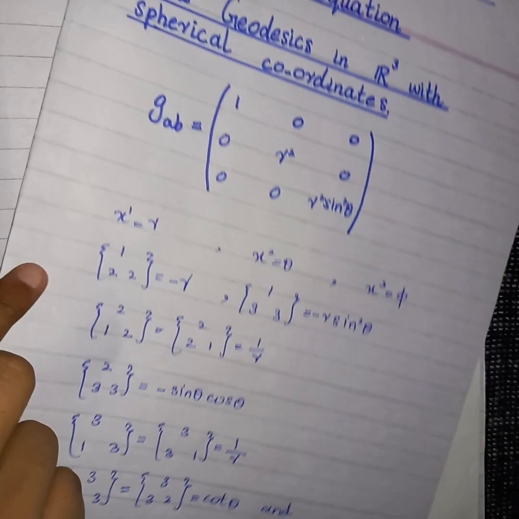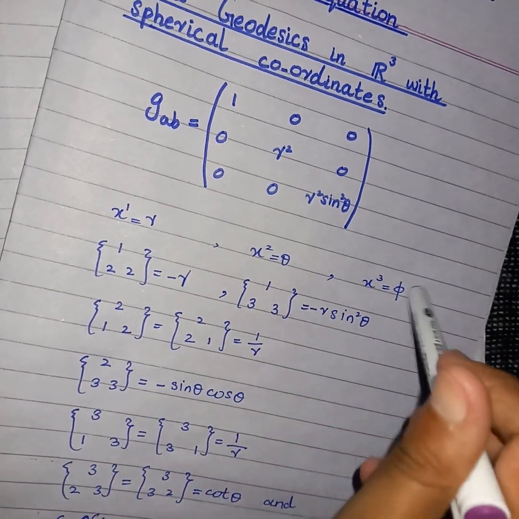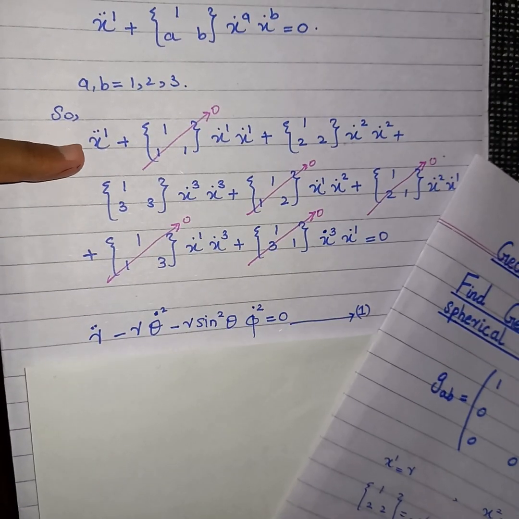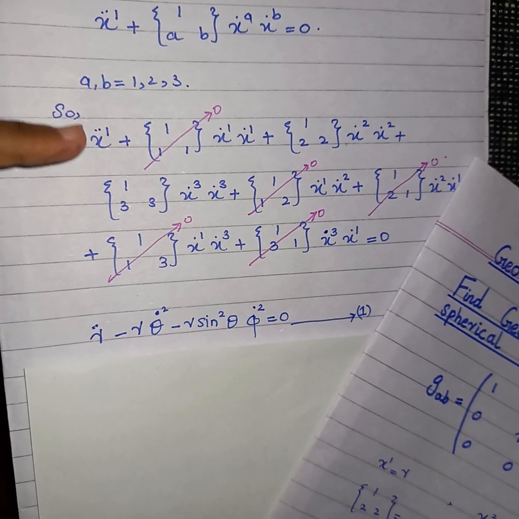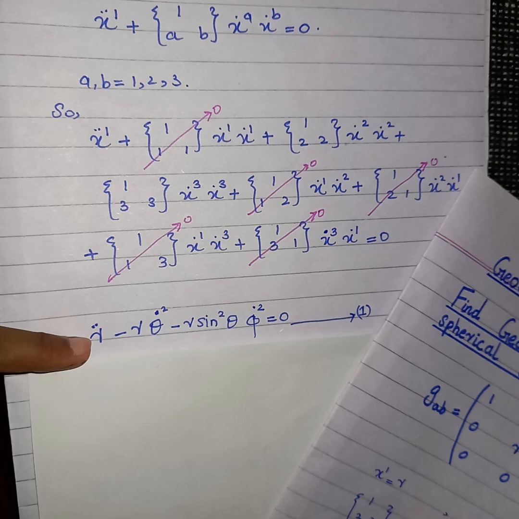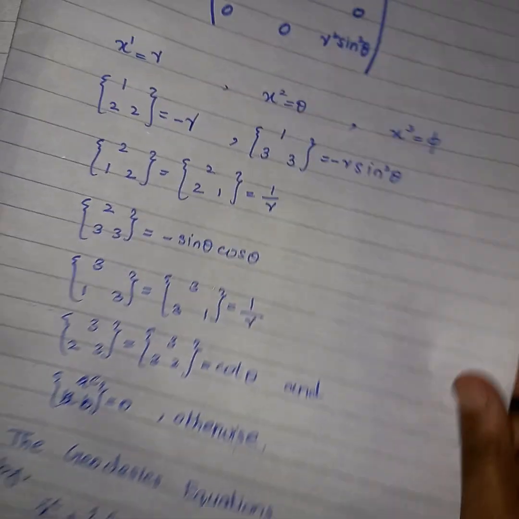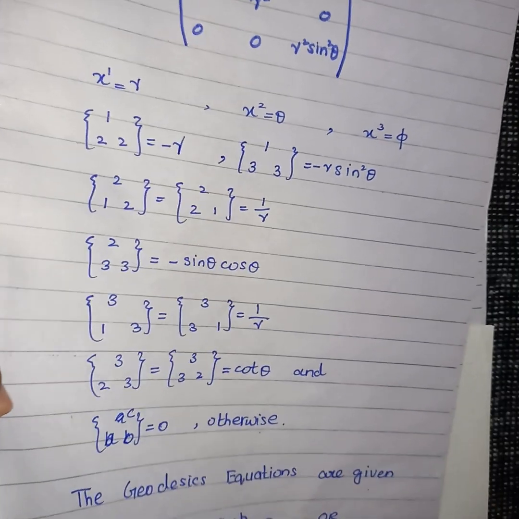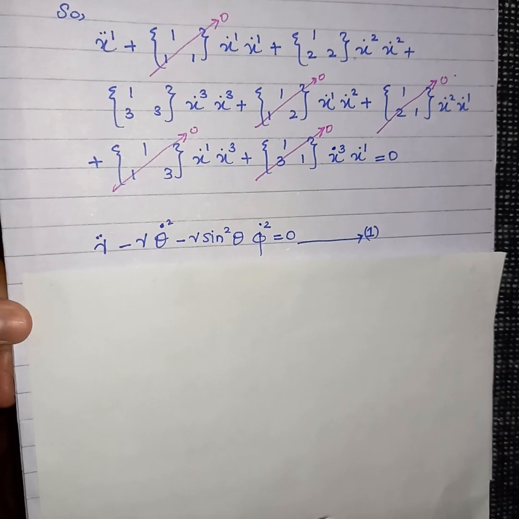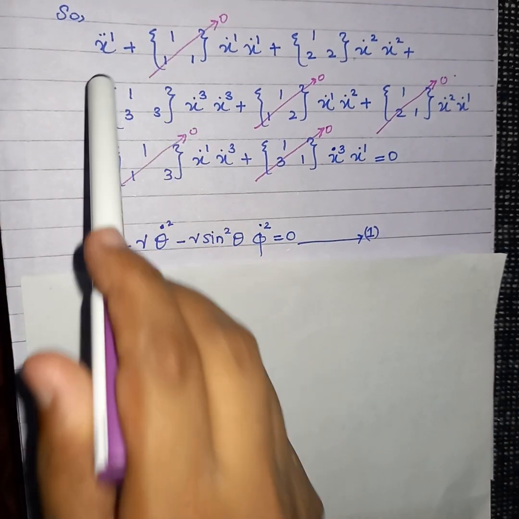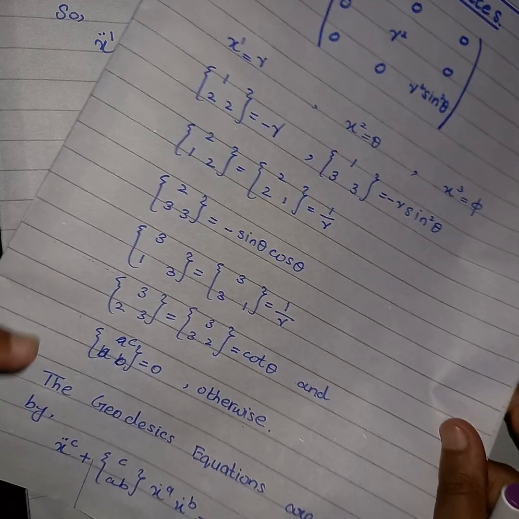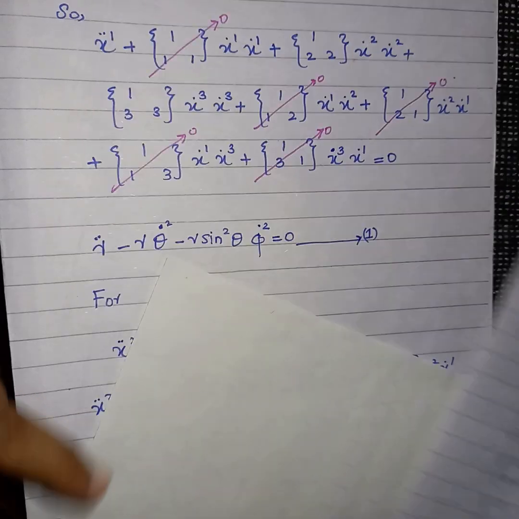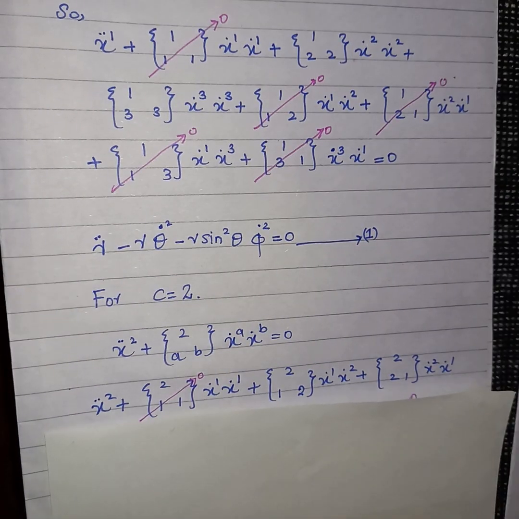And we also know that here x1 is equal to r, x2 is equal to theta, and x3 is equal to phi. So here x1 is equal to r, so I will write it as r double dot, because here we have the second derivative of x, and the value of gamma 1 2 2, that is equal to minus r. So I will substitute its value, and also the value of this Christoffel symbol, gamma 1 3 3, that is equal to minus r sine square theta, then we will get this equation, and say this is equation number 1.